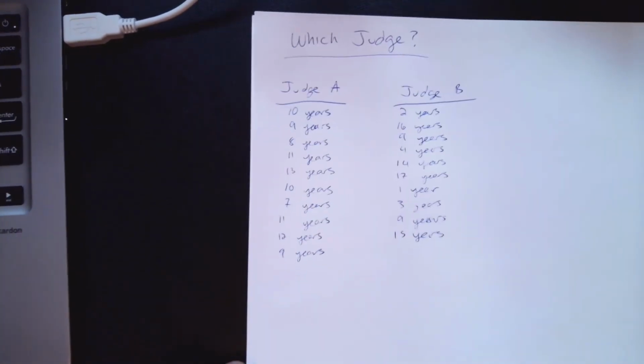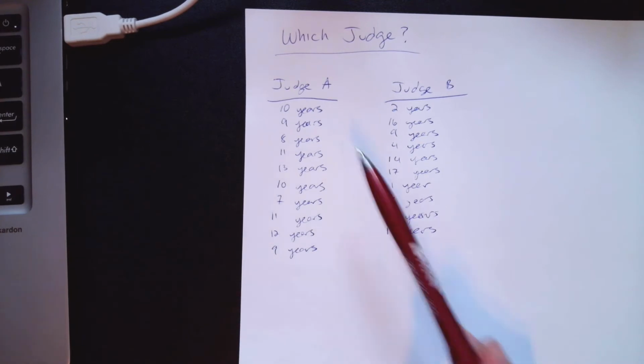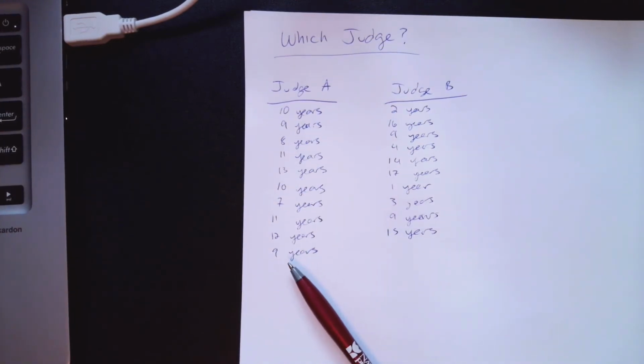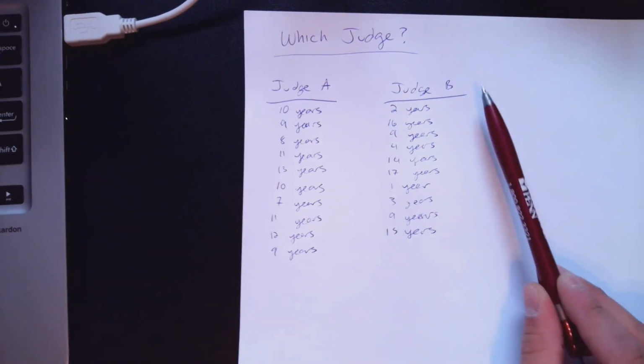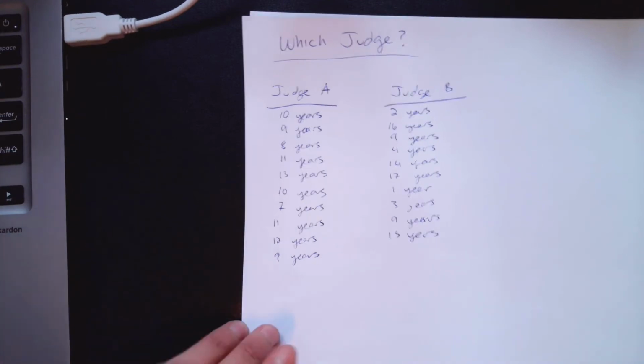So these are your 2 judges who you could get a trial with. Judge A has assigned these sentences for the past 10 murders they've come across. Judge B has assigned these sentences for the last 10 murders they have had as cases. And what we're going to do here is look at the mean and standard deviation for each judge and then think about who you'd rather have on your case.